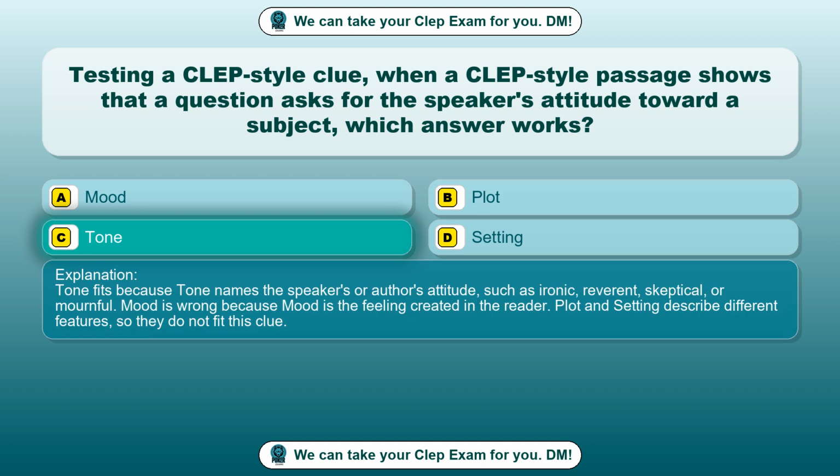Tone fits because tone names the speaker's or author's attitude, such as ironic, reverent, skeptical, or mournful. Mood is wrong because mood is the feeling created in the reader. Plot and setting describe different features, so they do not fit this clue.